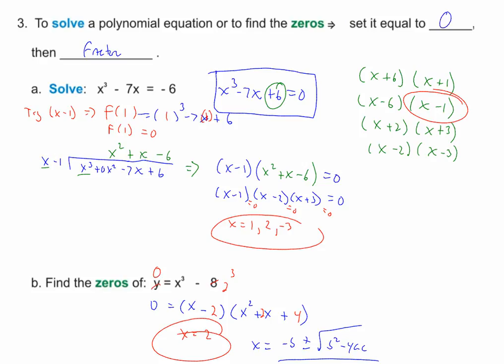We then took what it equaled, the quotient, and looked to see if we could factor that any further. And we did. And then we set each factor equal to 0 to solve for the x values. Again, if that were an equation, those would be the solutions. If that were a function, those would be the zeros, the place where the function crosses the x-axis.